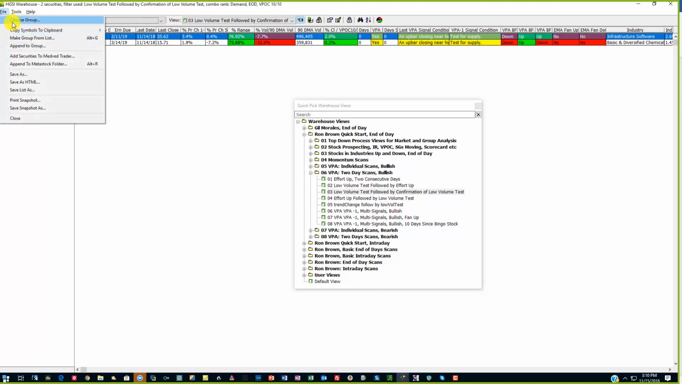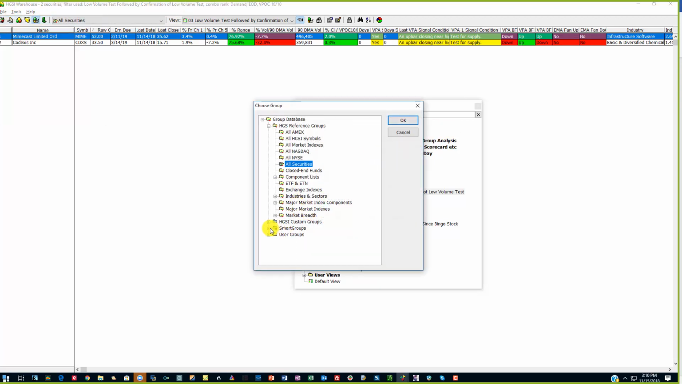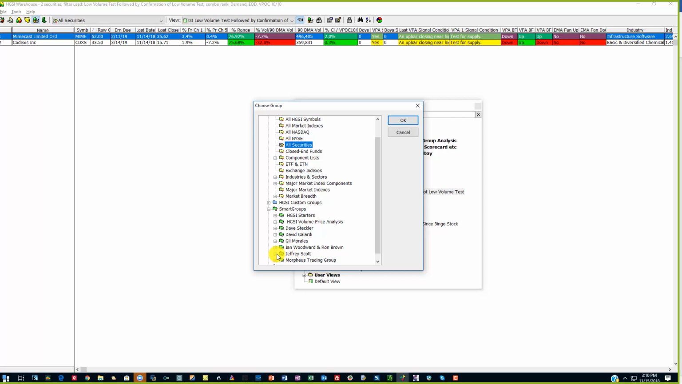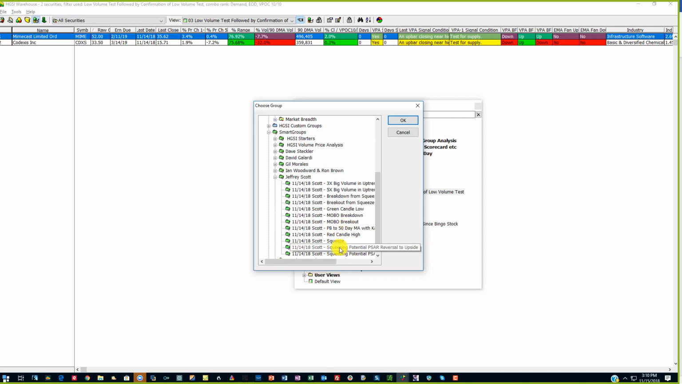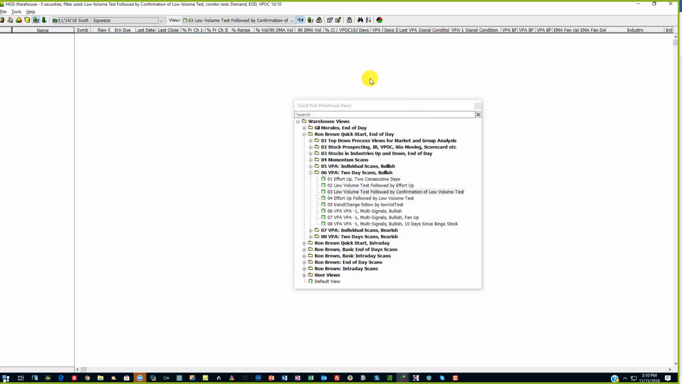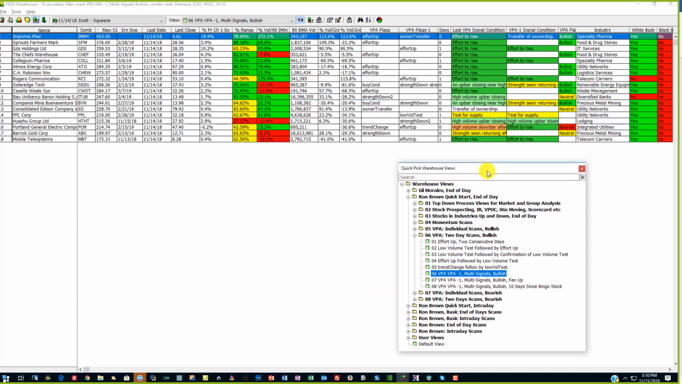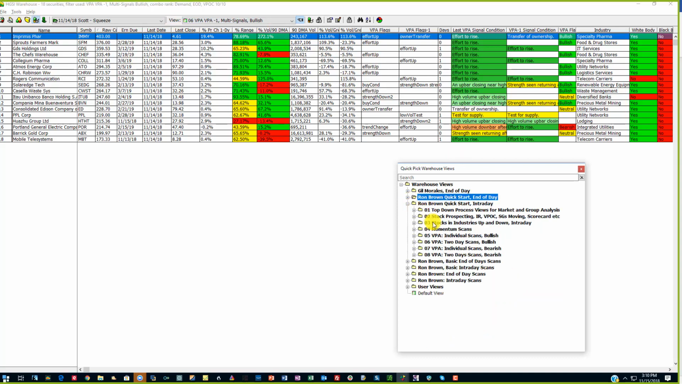You can go into any of the smart groups. Let's just go into Jeffries here, and let's do the squeeze, and let's do the multiple signals, and you can see that yesterday on the squeeze there were several efforts to rise. These are all efforts up. Now, I'm on end of day. Let's see how those did today.